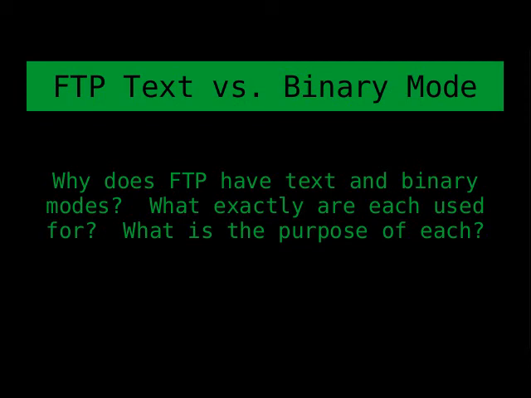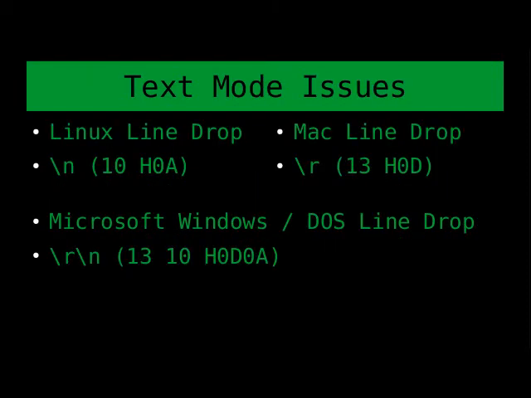So, I decided to make a video about it. It deals with different issues that can arise with different types of files. In text mode, for example, different operating systems use different byte sequences for a line drop. In Linux and Mac, they're both 1 byte, and in Microsoft Windows or DOS, it was 2 bytes.